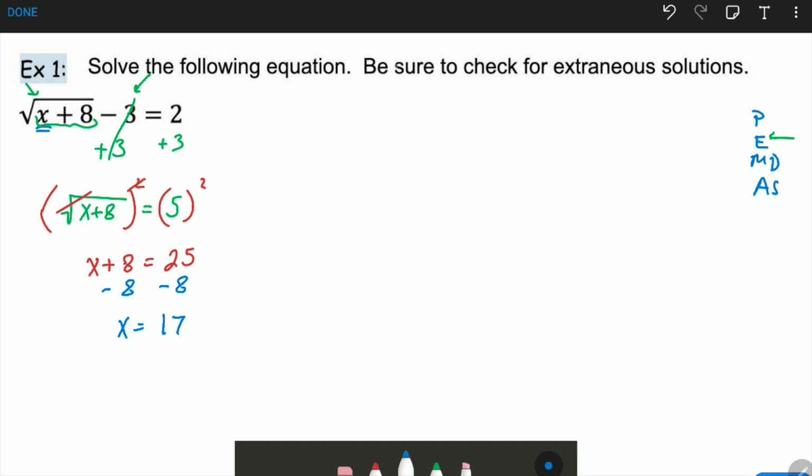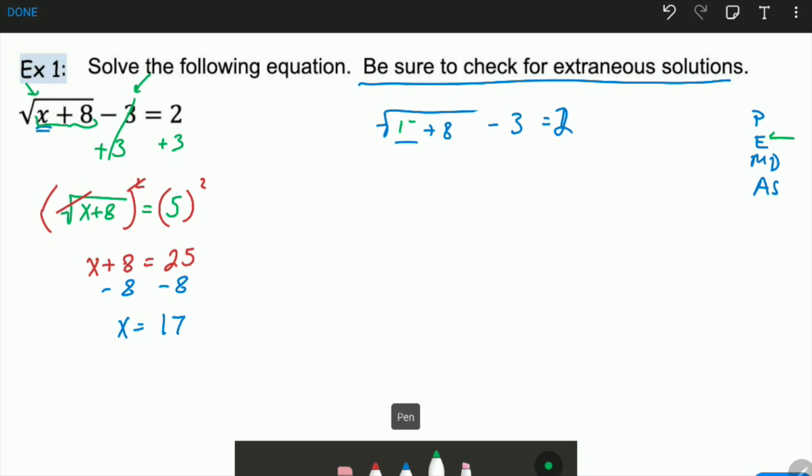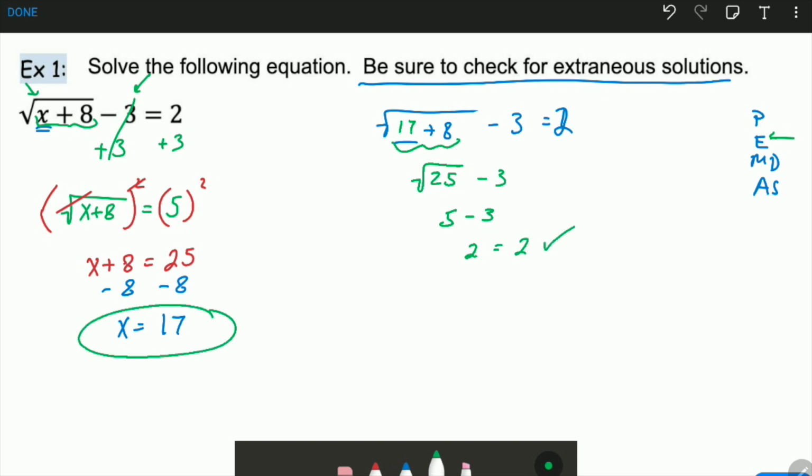Now again, remember, sometimes extraneous solutions will form, so we should double check our solutions. So the square root of x plus 8 minus 3 equals 2. Double checking this, our x is 17. 17 plus 8 is 25. The square root of 25 is 5. And 5 minus 3 is indeed 2. So yes, 17 is our solution.